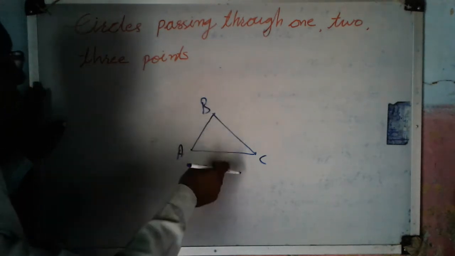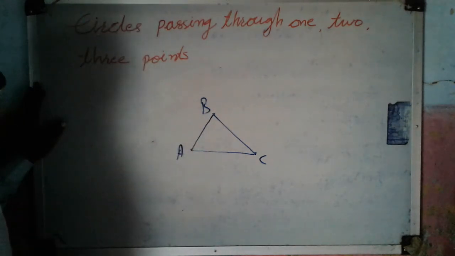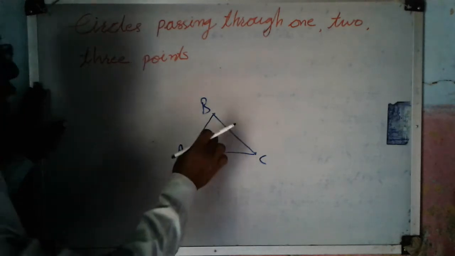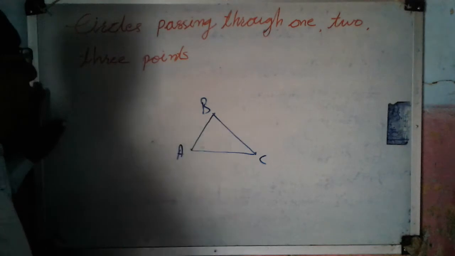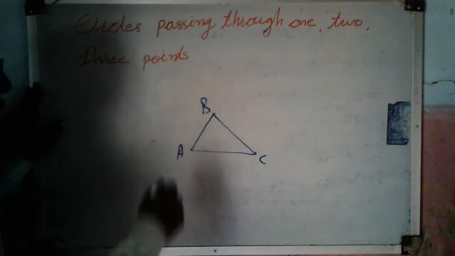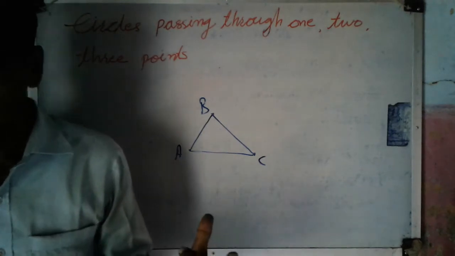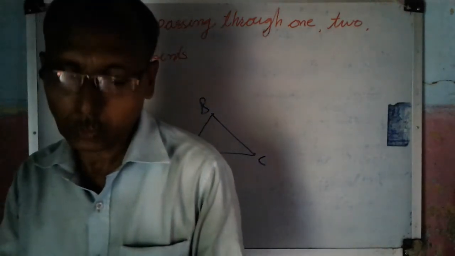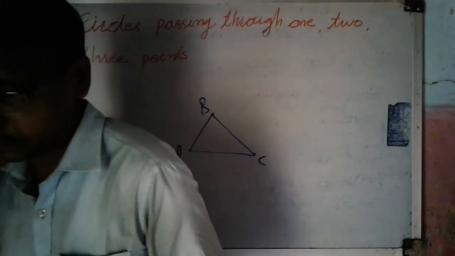We can draw a perpendicular bisector of any two sides. Those bisectors will intersect in one point. Take that point as a center and take a radius up to a vertex and draw a circle. We can draw only one circle. That means we can draw only one circle passing through 3 non-collinear points.